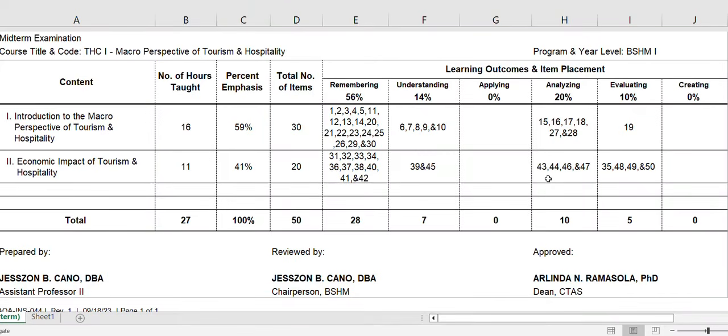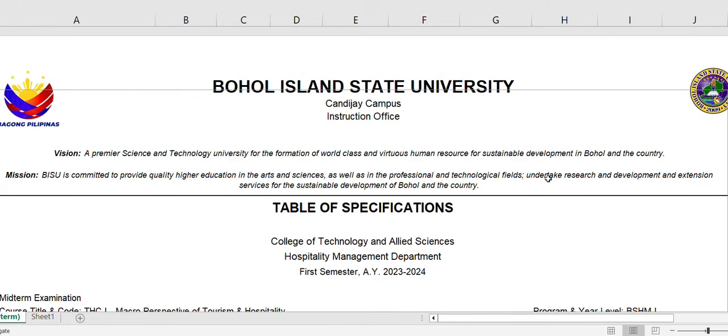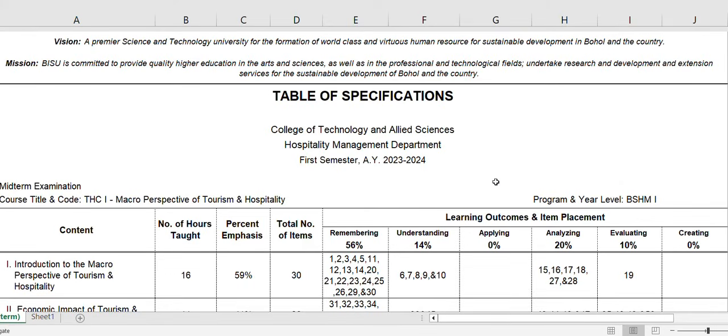Hello, ma'am and sir. I'm going to explain the new format of the table of specification so that we will have a unification as we submit the TOS as well as the questionnaire.